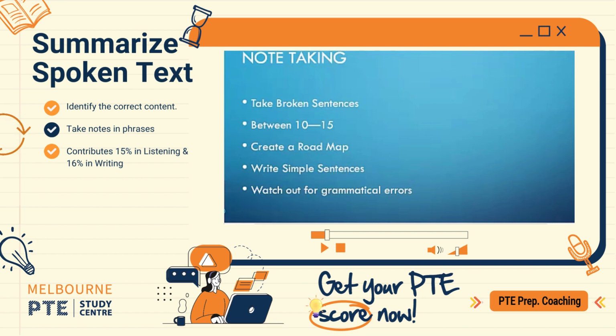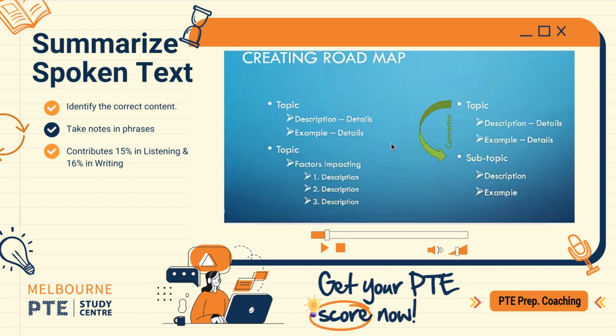Okay, it says write simple sentences. Don't try to write anything you don't understand. Try to make sure that the things you understood, you wrote down. Don't try something that you don't understand, because then you'll make spelling mistakes, then there'll be grammar issues, so it's just pointless. And this is just giving you an idea about road mapping.